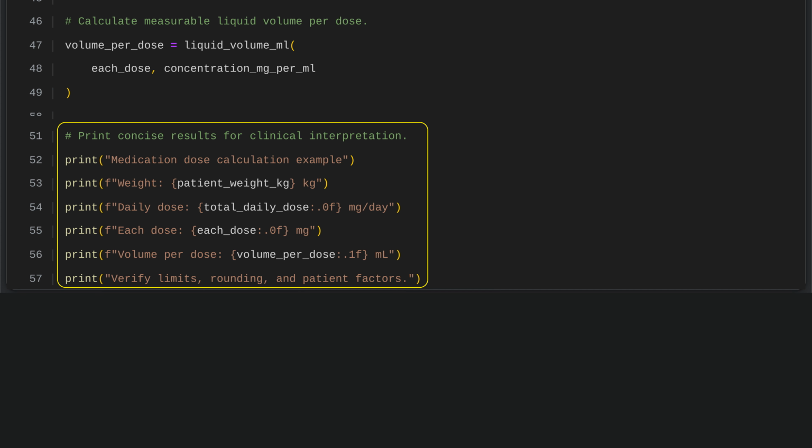This example prints a concise medication dose summary, including the patient's weight, the total daily dose, each individual dose, and the liquid volume needed per dose with appropriate rounding. It ends by reminding the user to verify dose limits, rounding decisions, and patient-specific factors to ensure the result is clinically appropriate.